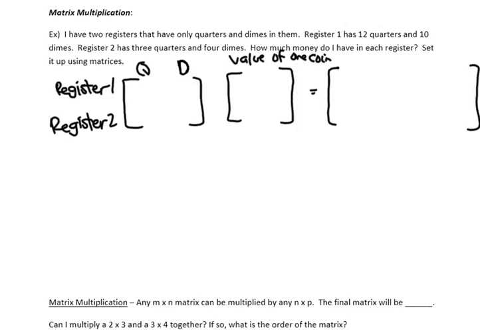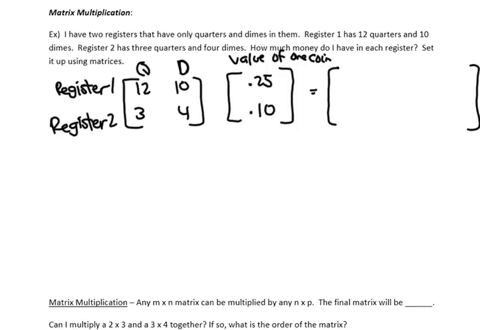We want to set this up using matrices. Now, I've already set it up, register 1 and register 2, and the columns represent the number of quarters and dimes. So according to our problem, register 1 has 12 quarters and 10 dimes. Register 2 has what? 3 quarters and 4 dimes. Well, each quarter is 25/100ths of a dollar, and 1 dime is 1/10 of $1.